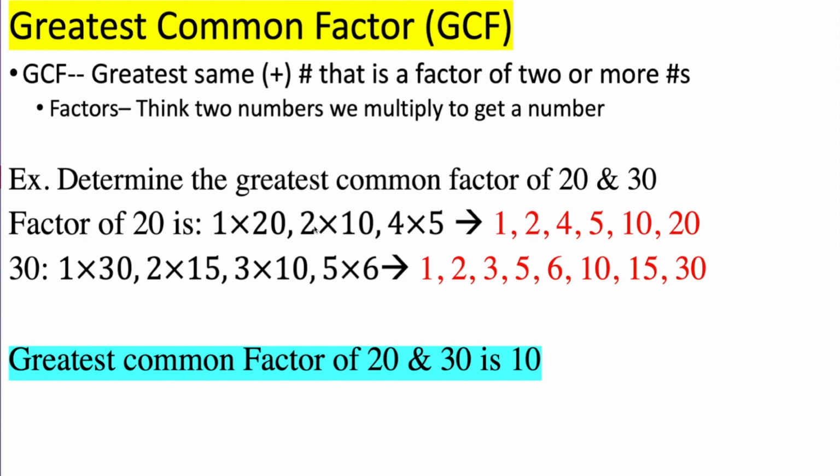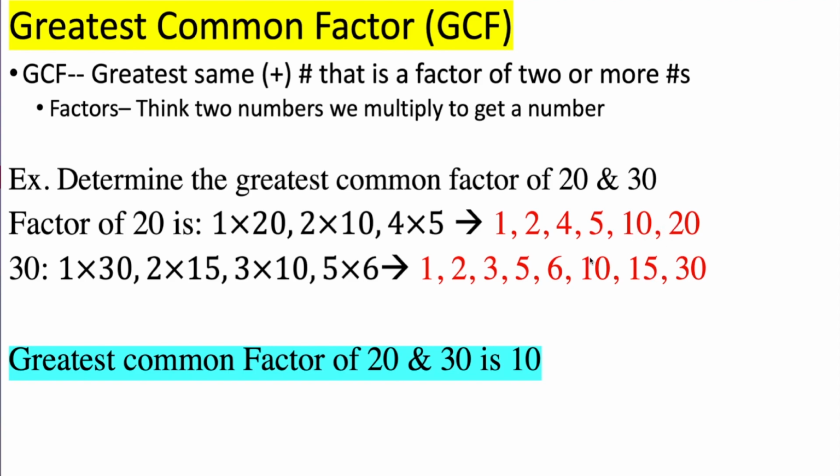And then we can list it out to make it easy for us. So 1, 2, 4, 5, 10, and 20. Same idea for 30: 1, 2, 3, 5, 6, 10, 15, 30. And looking at this list and this list, the greatest or biggest common factor was 10. Those two are common. 20 is not common, 15 is not common, but the biggest one is 10.